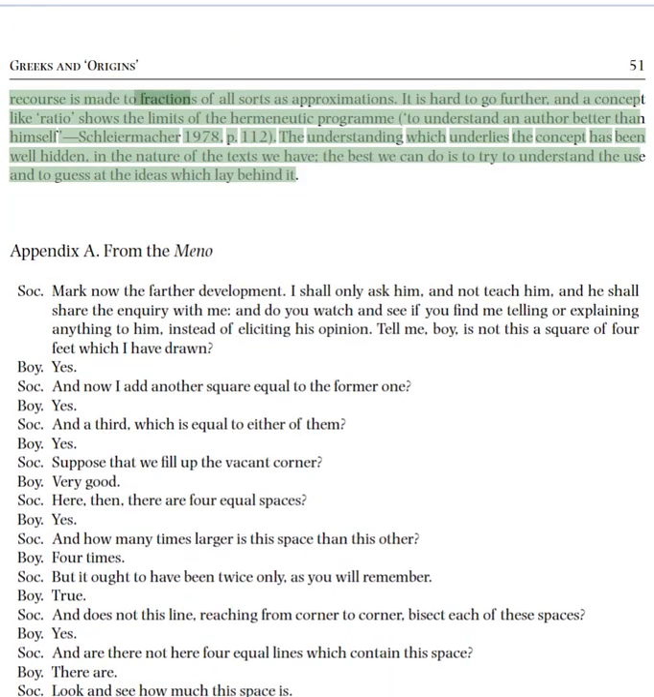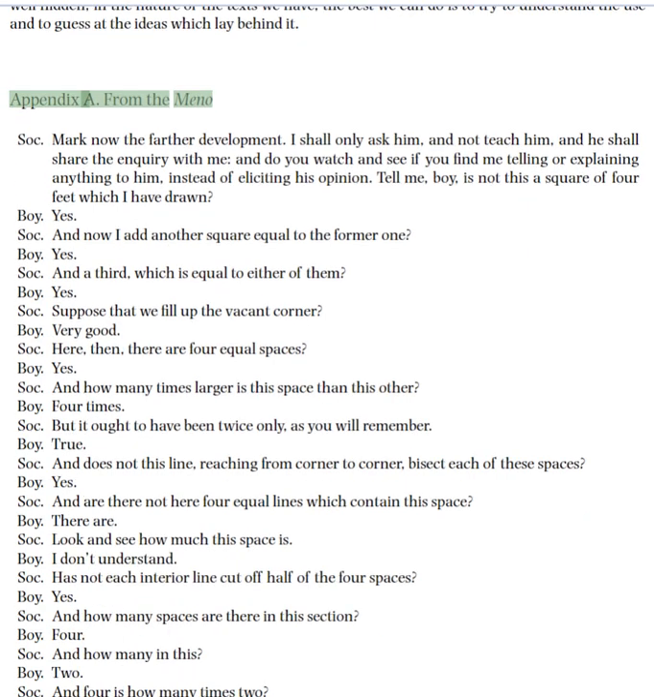It is hard to go further, and a concept like ratio shows the limits of the hermeneutic program. The understanding which underlies the concept has been well hidden in the nature of the texts we have. The best we can do is to try to understand the use and to guess at the ideas which lay behind it. Appendix A. From the Meno.